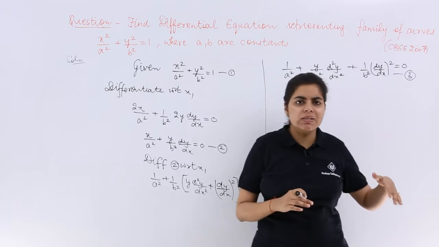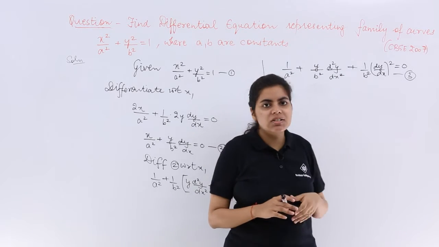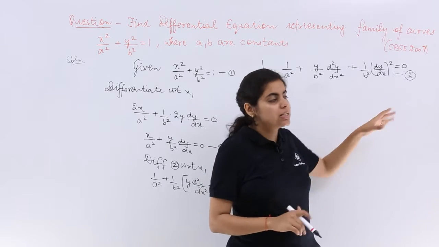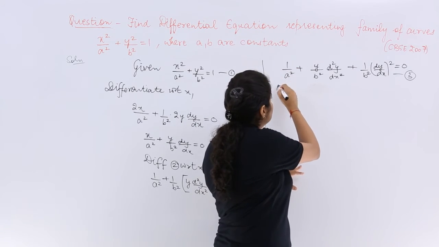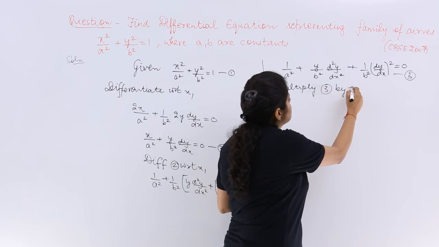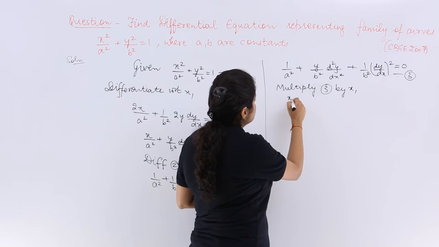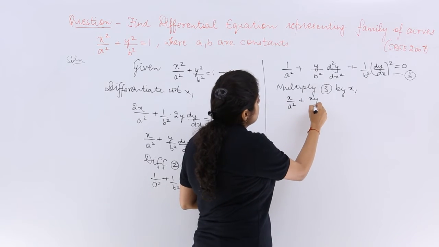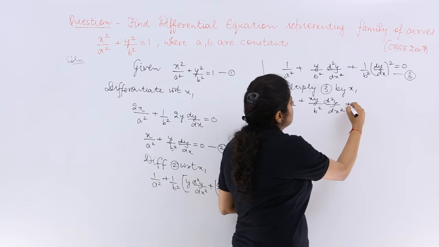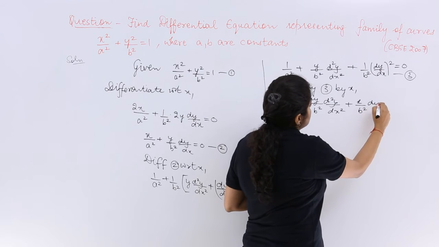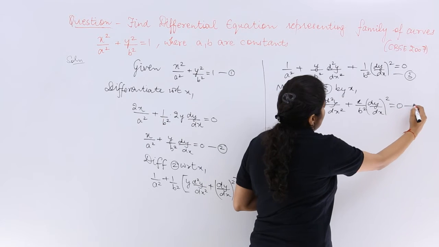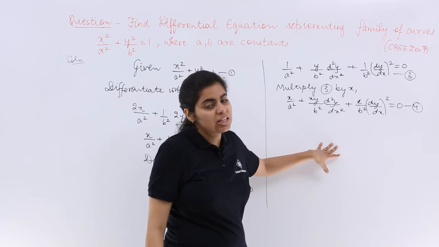Now can I just write this answer here? I see that this equation number 2 and this equation number 3 can be treated if I multiply equation number 3 by x, because that gives me a simpler answer. So it is x upon a square plus xy upon b square d2y by dx square plus x upon b square dy by dx whole square is equal to 0, and that is your equation number 4. Why I did this, now you will come to know.